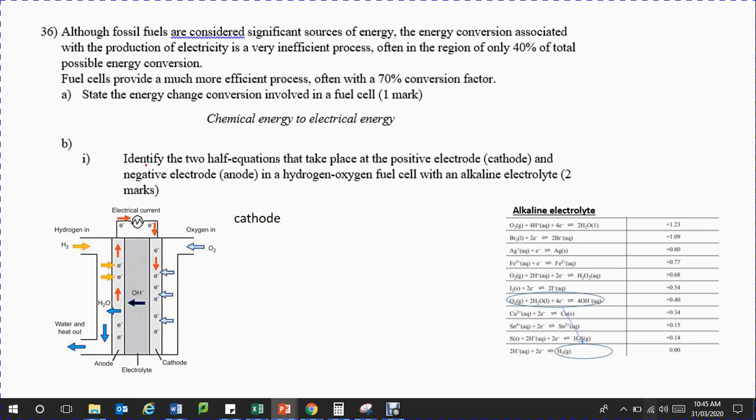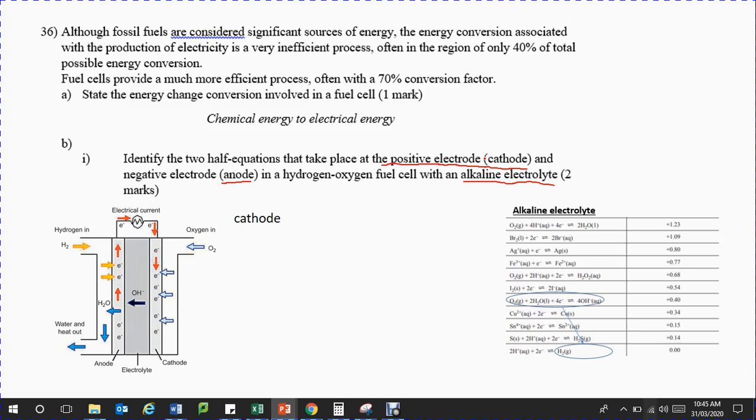Question BI, identify the two half equations that take place at the positive electrode, the cathode, and the negative electrode, the anode, in a hydrogen-oxygen fuel cell with an alkaline electrolyte. So when we're writing our half equations, they show our reduction and our oxidation, including the loss or the gain of electrons. We need to make sure that we're looking at what conditions the fuel cell is under. So this is an alkaline electrolyte.